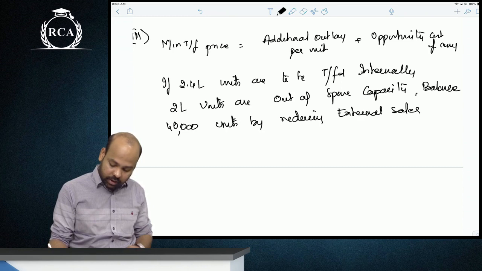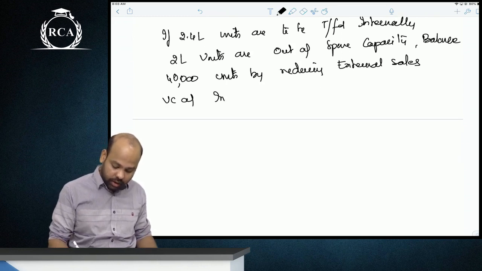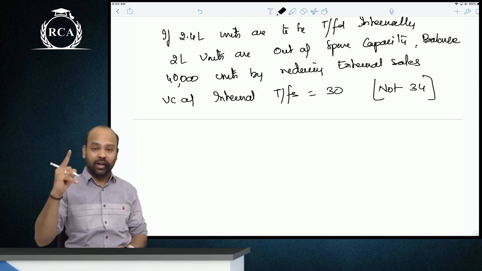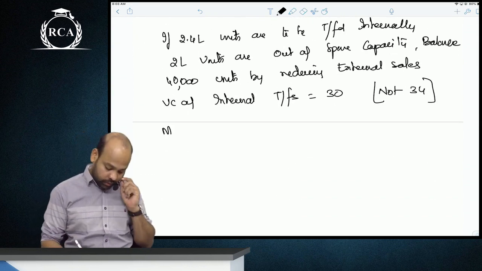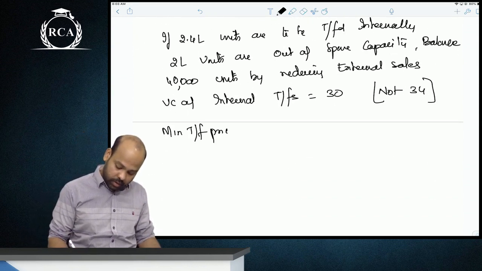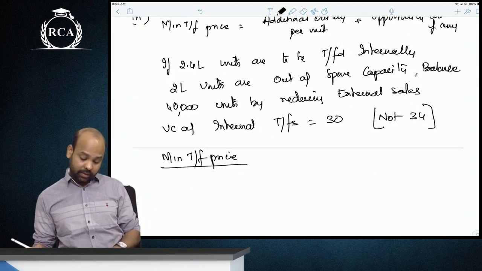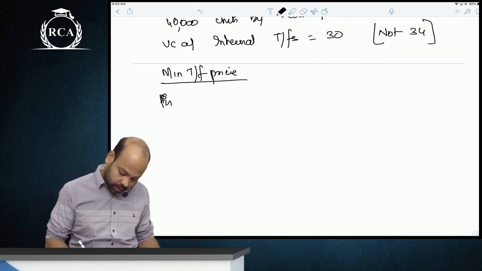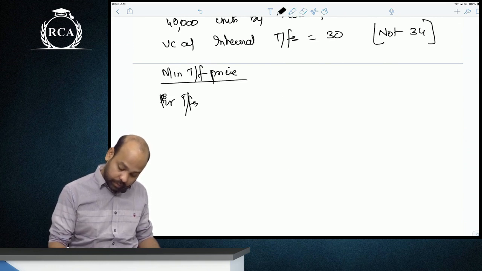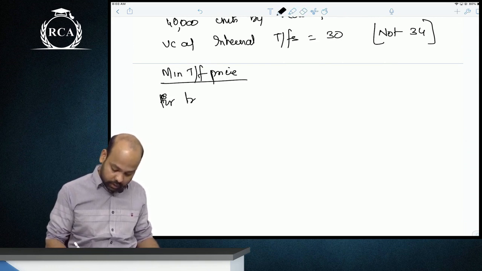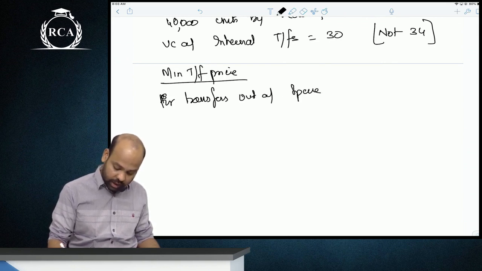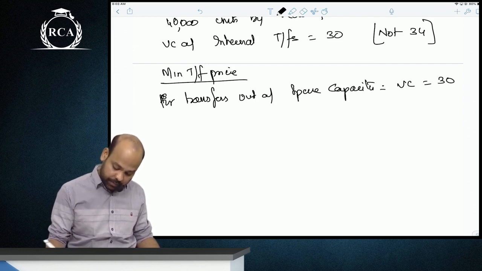Let us not forget that the variable cost of internal transfers is only 30 rupees and not 34. We are not incurring variable S&D. Understood, sir? So our minimum transfer price for transfers out of spare capacity, I'm not telling you that we will charge the minimum transfer price, listen to the explanation, should be only variable cost, and that is 30.